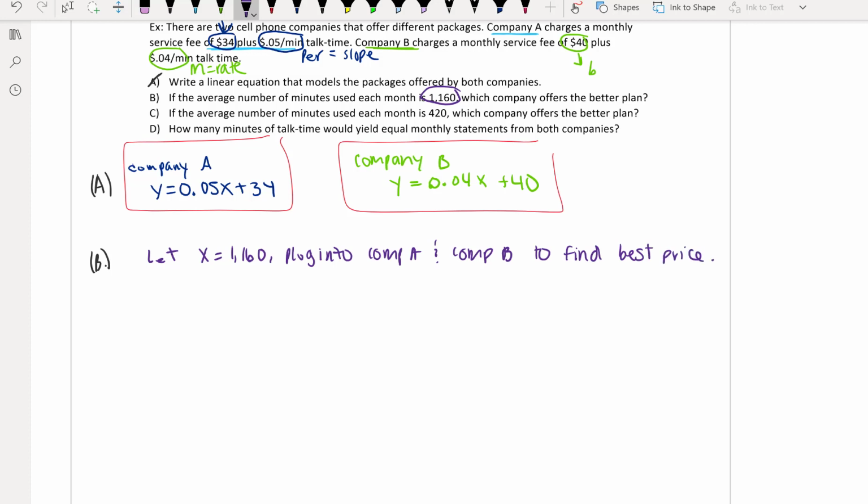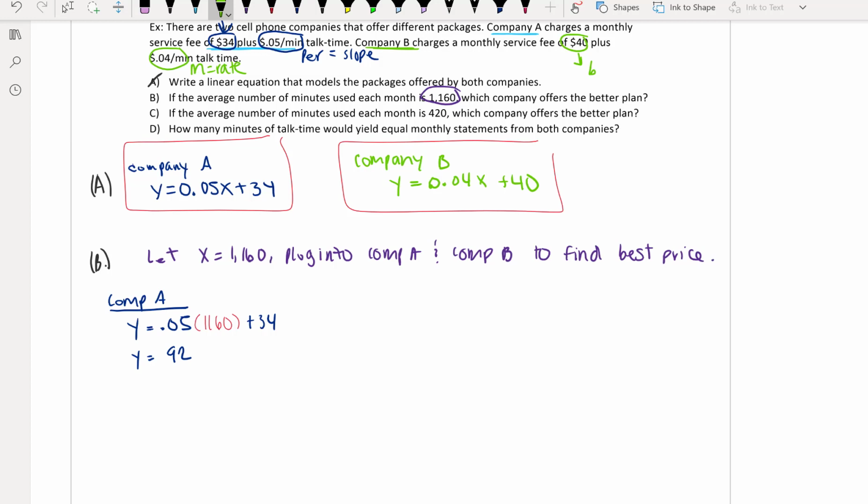Okay, so we're going to go ahead and make sure to do that. Let's start with company A. So for company A, we have y is equal to 0.05, and now the x value that I'm plugging in is 1160. And of course, I still have that plus 34. So I'm going to plug it into my calculator, and I get that y is equal to 92.